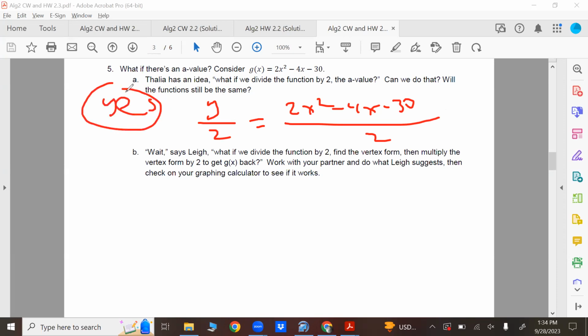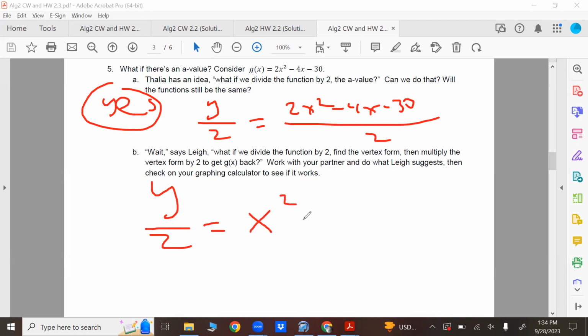So then let's look at the next part, B. Wait, says Lay, if I think I pronounced it right: what if we decide to divide the function by 2, find the vertex from the multiply, and so on? So let me do this with you guys. So y over 2 equals, so what happens on the other side after you divide by 2? What do you get on the other side?